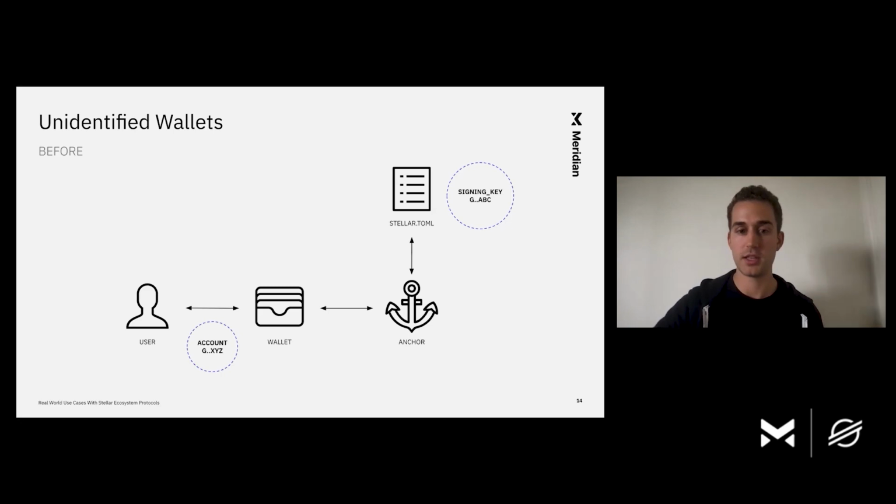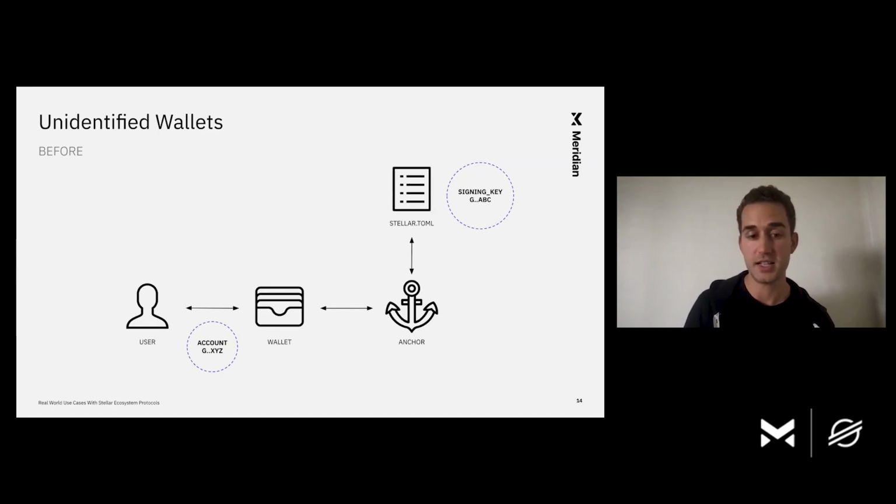So to initiate the authentication, the wallet makes an authentication request. The anchor returns a specially formed Stellar transaction that is signed by the anchor's signing key. And the wallet can verify that it's signed by the signing key by looking at the file that the anchor publishes, and then checking the signature on the transaction to verify that the anchor actually is the one that originated this authentication challenge.